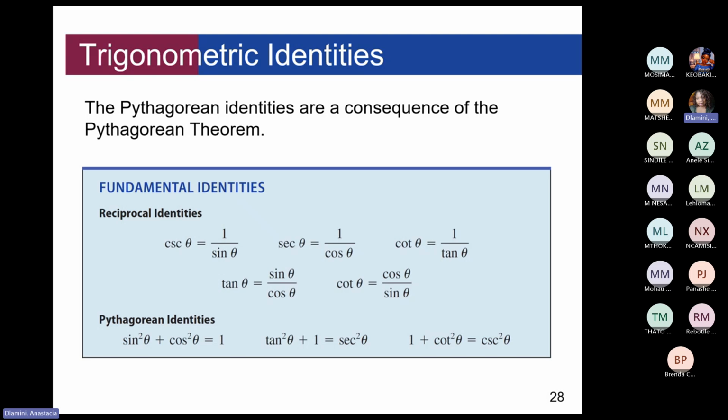Do you remember this table? The Pythagorean identities are consequences of the Pythagorean theorem. We call it Pythagoras theorem. So the fundamental identities, do you remember the reciprocal identities? These ones. I'm not going to mention them again. You remember them, right?